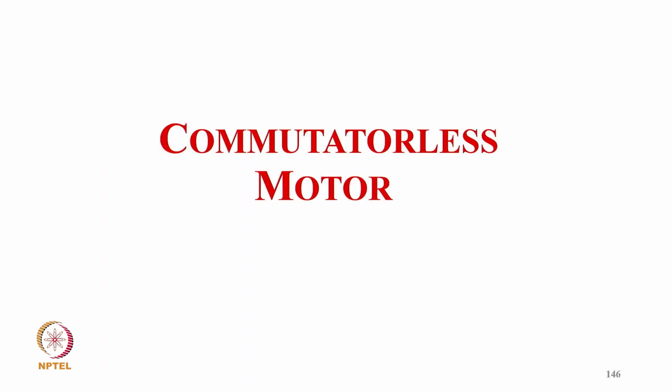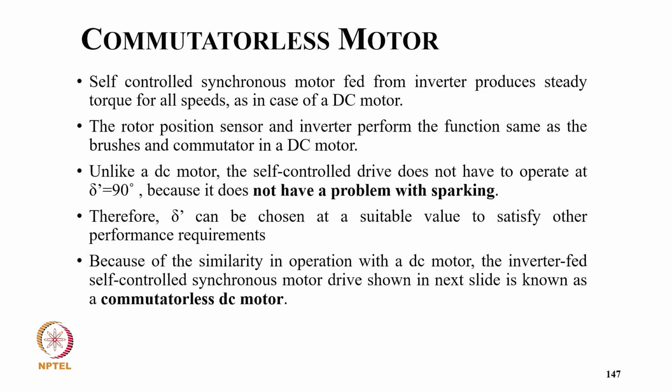Now, coming to the commutatorless motor, the self-control synchronous motor with inverter produces a steady torque at all speeds, as in the case of a DC motor. The rotor position sensor and inverter perform the same function as the brushes and commutator in a DC motor. Unlike the DC motor, the self-control drive does not have to operate at delta dash equal to 90 degrees because it does not have a problem with sparking. Therefore, delta dash can be chosen at a suitable value to satisfy other requirements. Because of the similarity in operation with the DC motor, the inverter-fed self-controlled synchronous motor drive is known as a commutatorless DC motor.